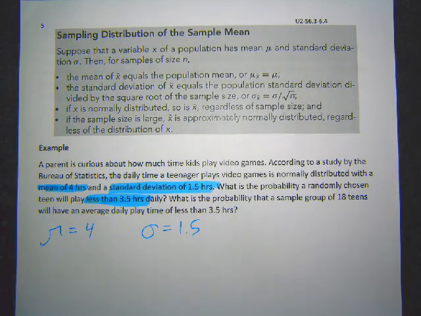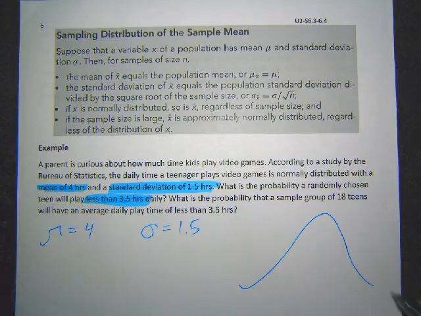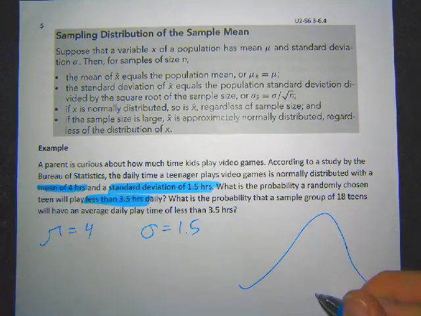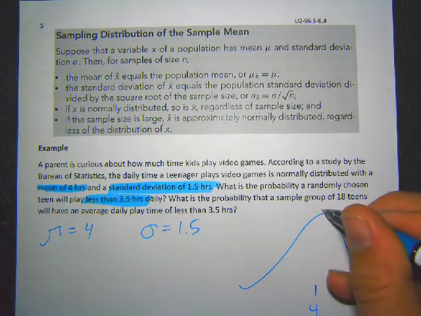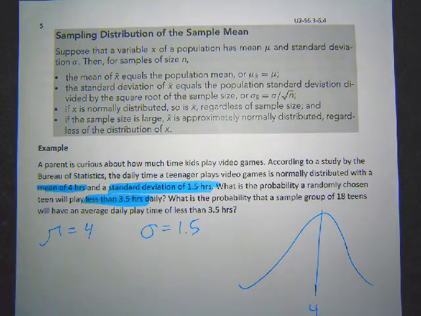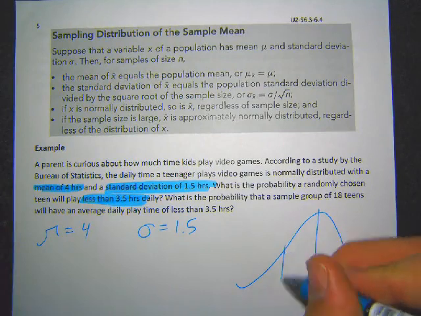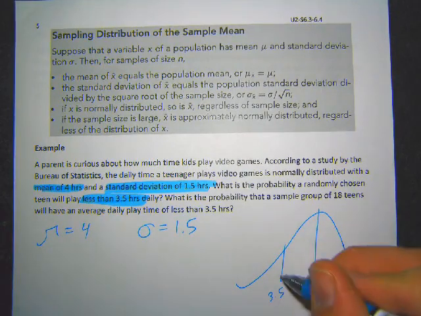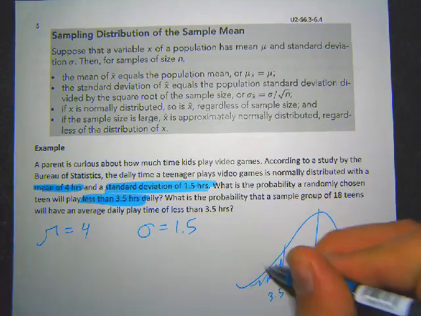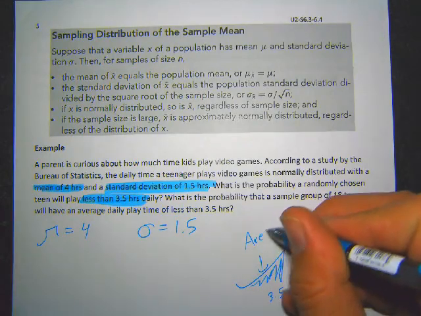So if I draw a little normal distribution here, the middle is going to be my 4, right? That's the middle. This is the average. Mean goes in the middle, that's 4. They're looking for 3.5 or less, right? So we're looking for less. They want to know what this area is. That's what they're looking for.